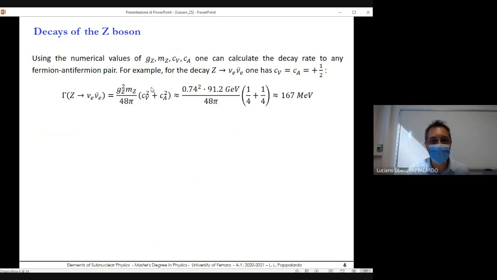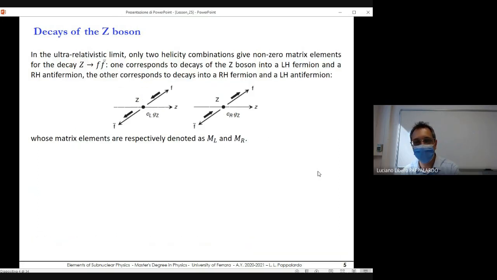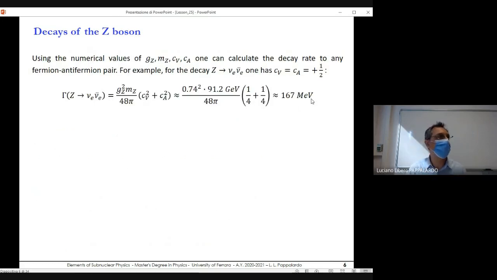Now, once we have this, we can put numbers inside and calculate, for instance, the decay width of the Z into the channel electron neutrino, electron antineutrino. Let's take this as an example channel. The general expression that we found is this one. Let's now put in numbers. As we saw last time, in natural units the gZ coupling is of the order of 0.74. The mass of the Z we know is 91 GeV, and then we take from the table the values of the Cb and Ca coupling constants for the neutrinos. If you go back to the table, you see that Cb and Ca are both +1/2. We square them, put them here, calculate, and obtain 167 MeV. So the partial decay width of the Z boson into this specific decay mode, neutrino and antineutrino, is 167 MeV.